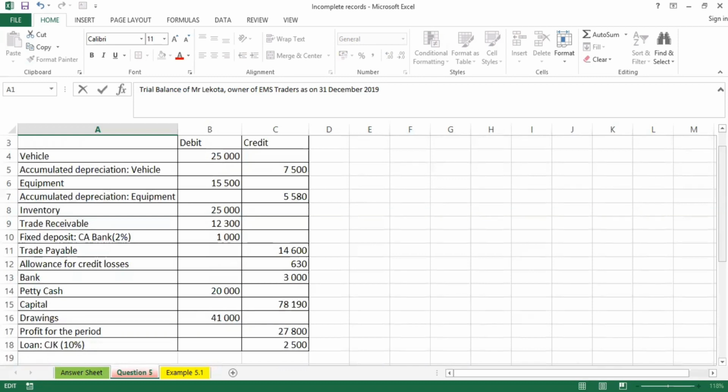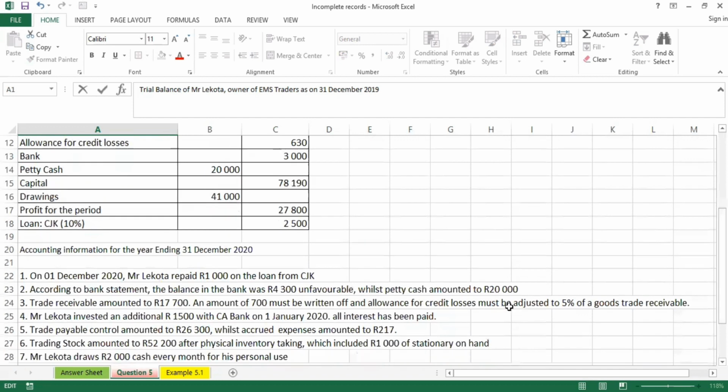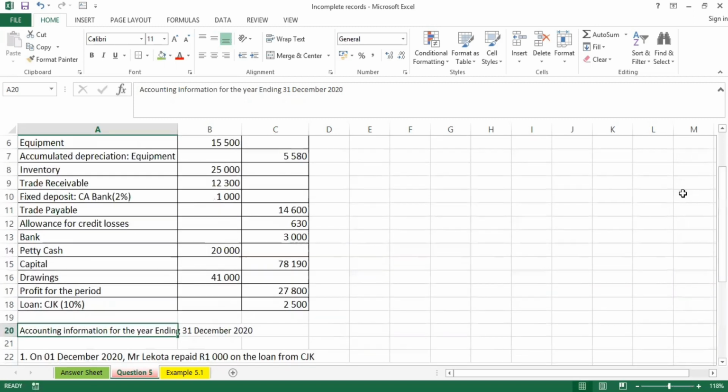And then we also have our additional information, the accounting information for the year ending 31st December 2020. We have all those transactions down there that we'll be using to do our incomplete records. We have to adjust all the information accordingly in order to finish off our balance sheet for the year ending 31st December 2020. So without wasting any more of your time, let's get straight into the question.